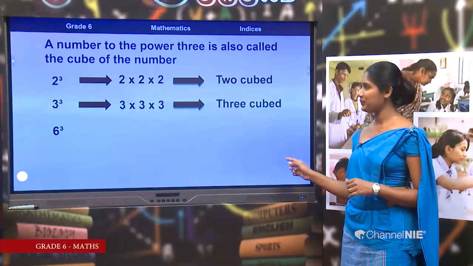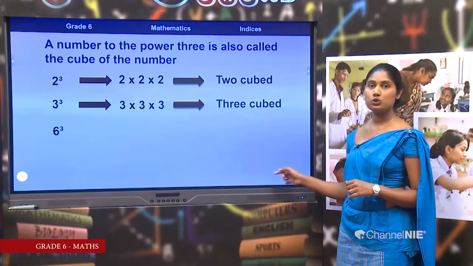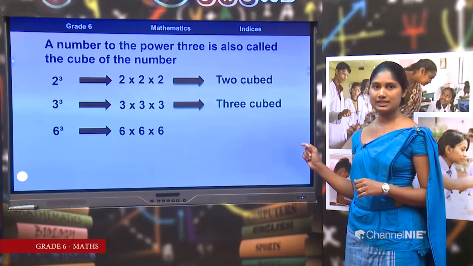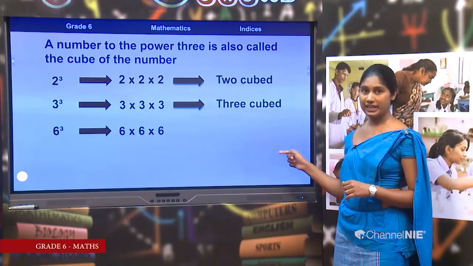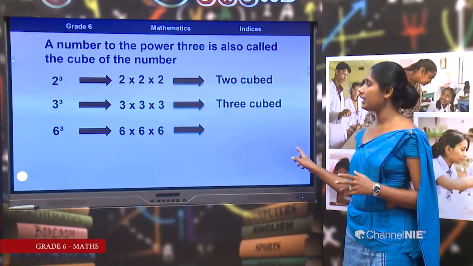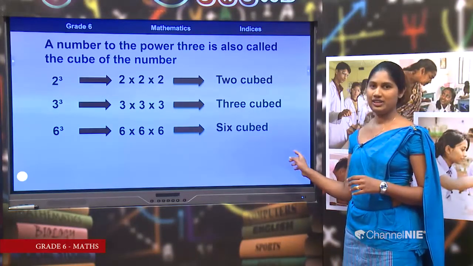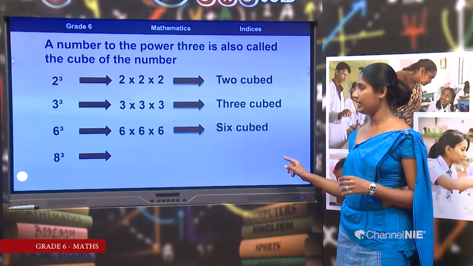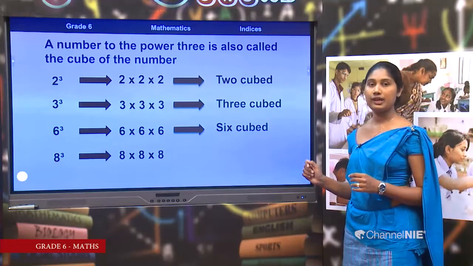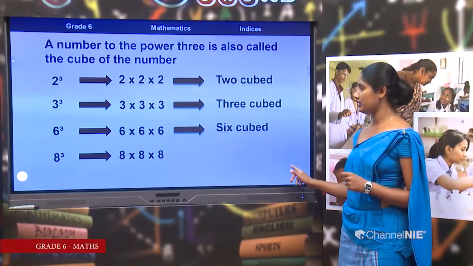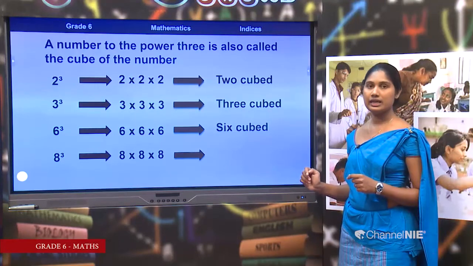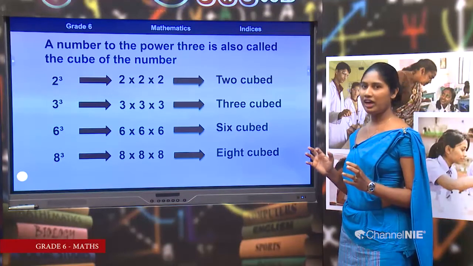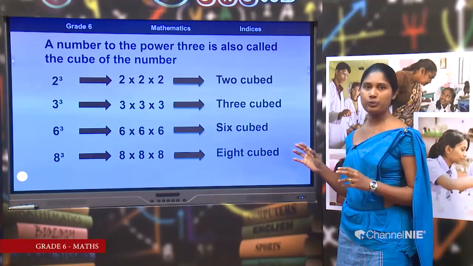The next one is 6 to the power 3, and by expanding that, 6 into 6 into 6. The special name, another name for this, is 6 cube. Next one, 8 to the power 3, we can expand it as 8 into 8 into 8. So the special name for this is 8 cube. Okay, I hope you all have a good understanding of this part.